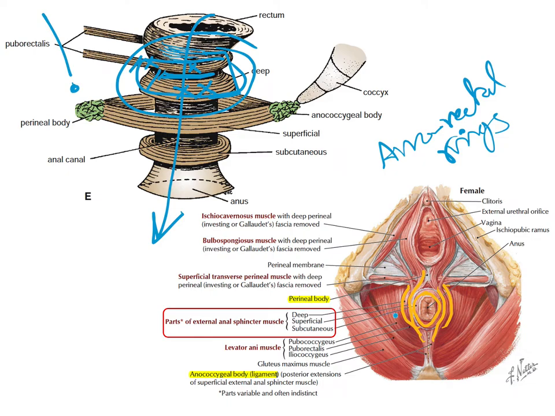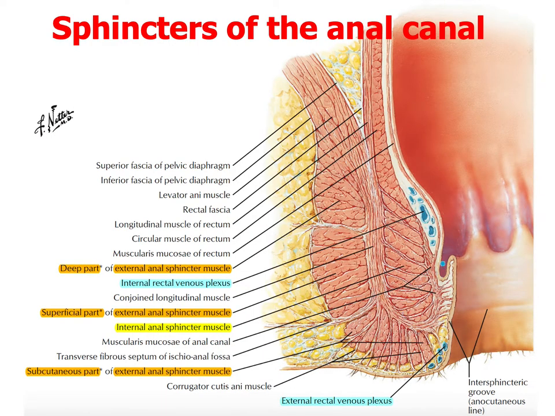Okay. So here is another figure that shows you the internal anal sphincter, formed by smooth muscle, and you have the external longitudinal muscle that helps as well. And away from the internal anal sphincter, there is the external anal sphincter with three parts: subcutaneous, superficial, and deep. And the puborectalis should be here.